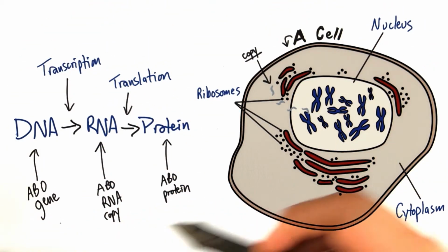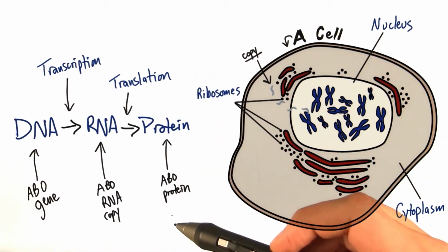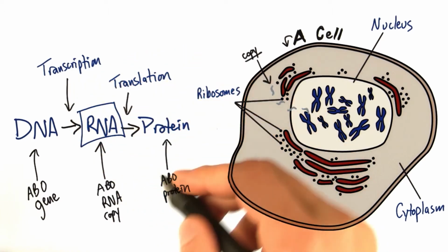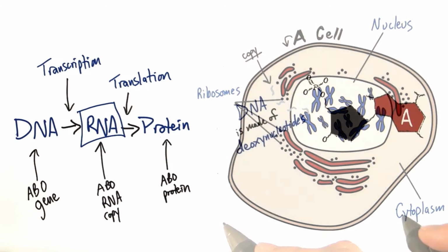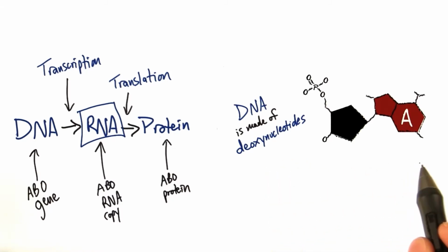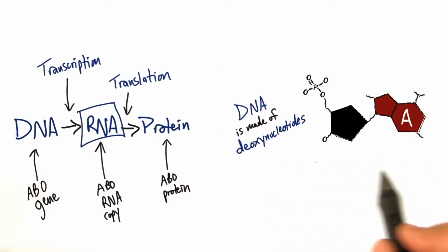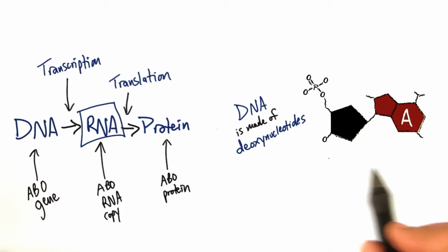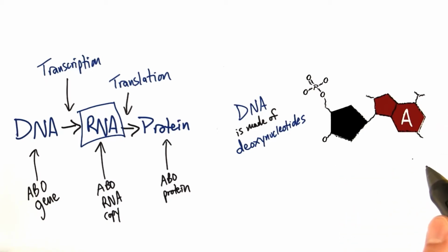But for us to dive deep into these processes, we really need to understand a bit more about this critical intermediate copy, RNA. You'll remember from lesson 2 that DNA is made of deoxynucleotides, and that's what I'm showing you here. This is the chemical structure we looked at when we studied deoxynucleotides. And in this case, there's an adenine, or an A, as the nitrogenous base that's attached.